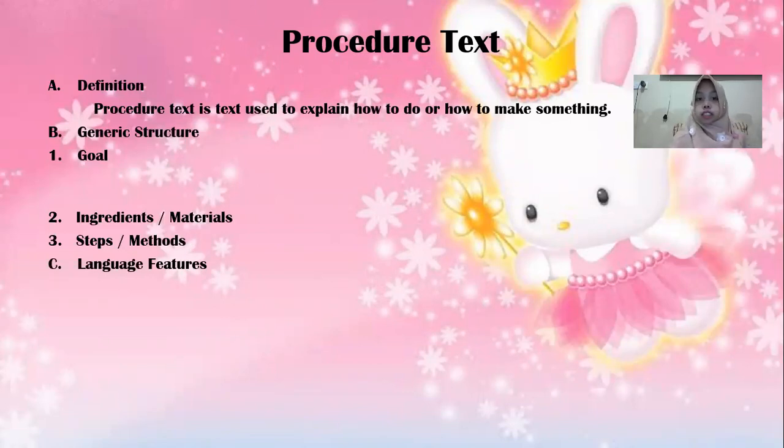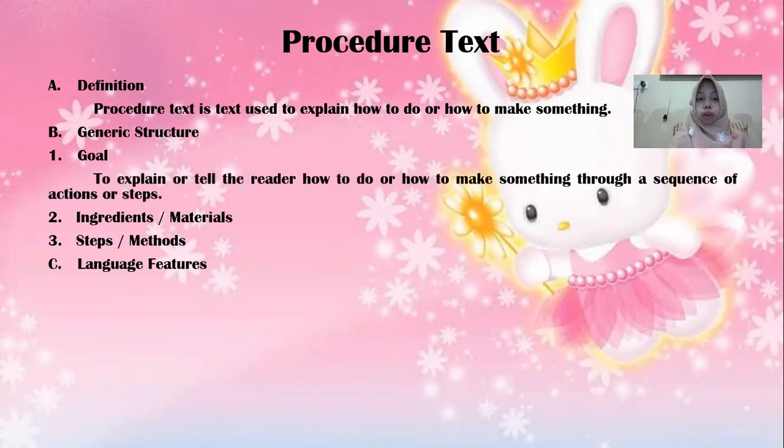And the generic structure of procedure text, what are they? The first is goal. What is the goal? The goal is to explain or to tell the reader how to do or how to make something through a sequence of action or step. So in procedure text, the goal is to explain to the reader how to make something or how to operate something, with a sequence of steps, maybe like firstly, secondly, next, and so on.